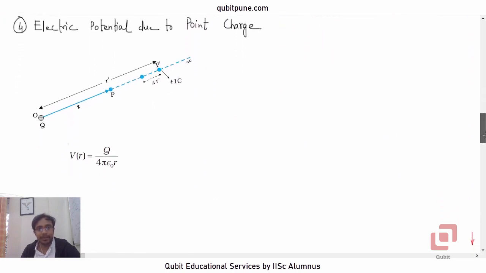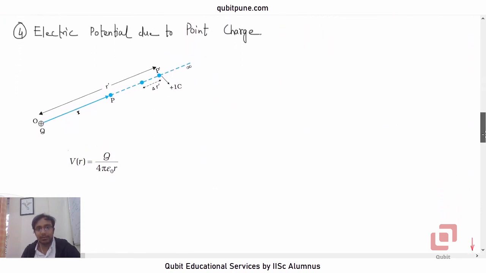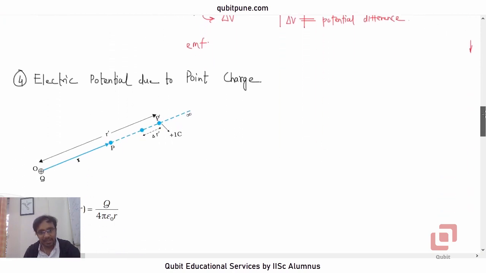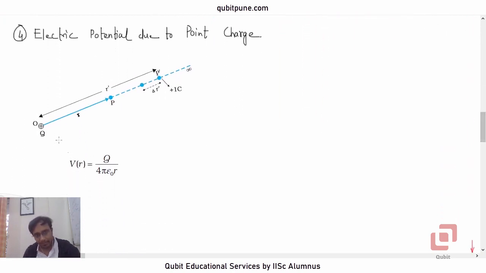Number 4, electric potential due to point charge. The definition remains the same, but now we say that the electric field in which our unit charge is moving is created by a point charge, which is situated at the origin.